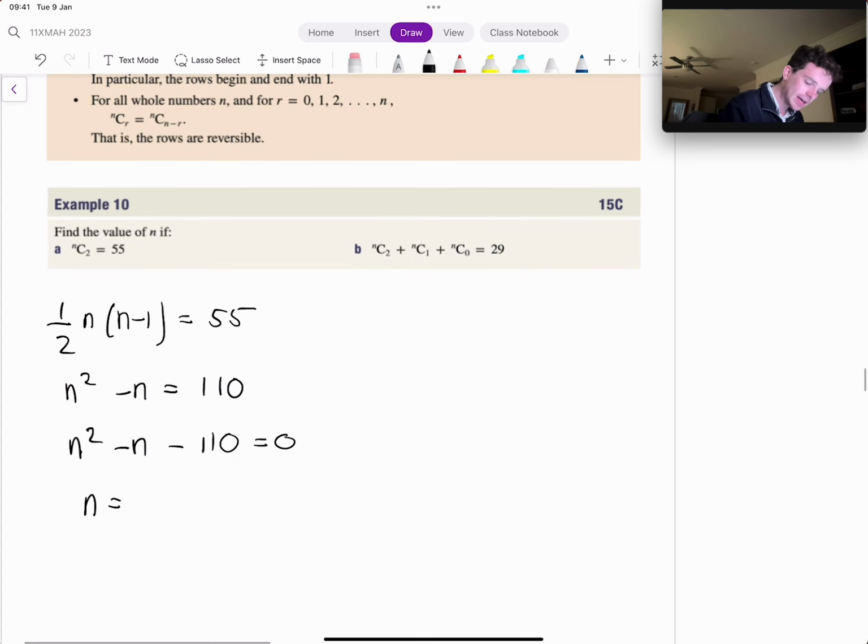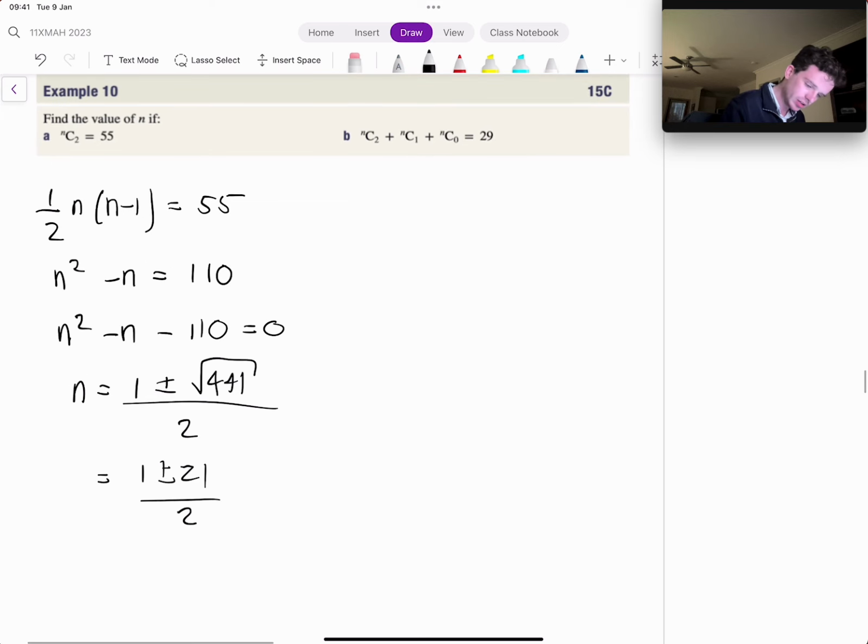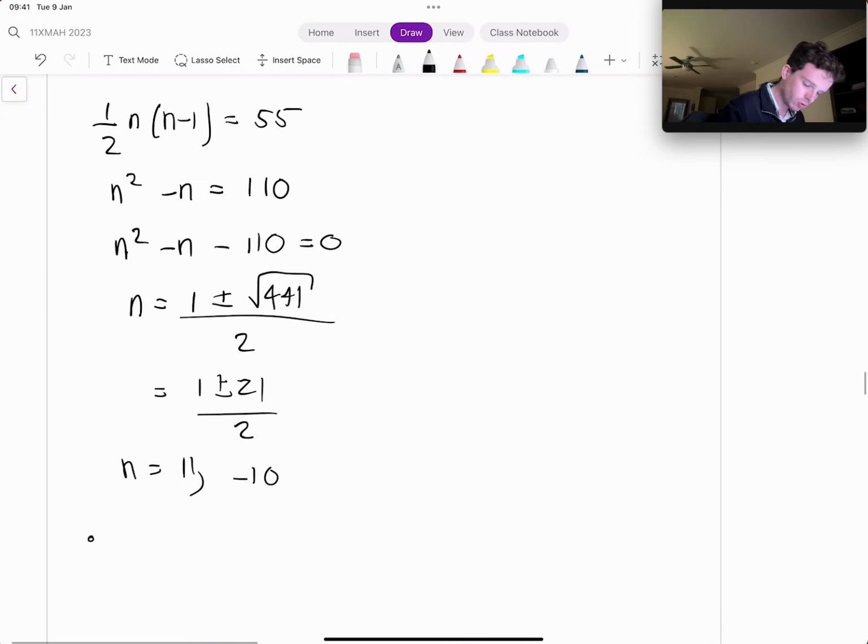Using the quadratic formula, n is equal to 1 plus or minus the square root of b squared minus 4ac. So 1 squared minus 4 times minus 110, which is 441. So the square root of 441 is 21, over 2. So n is equal to 1 plus or minus 21 on 2. So n is equal to 1 plus 21 on 2, which is 11, or n is equal to minus 10. So therefore, n is equal to 11, as in combinatorics, n has to be greater than 0.